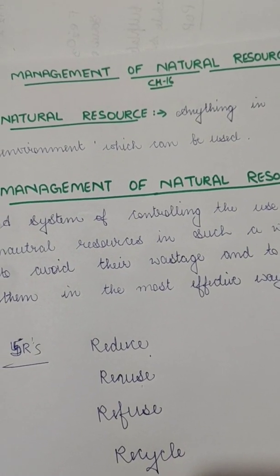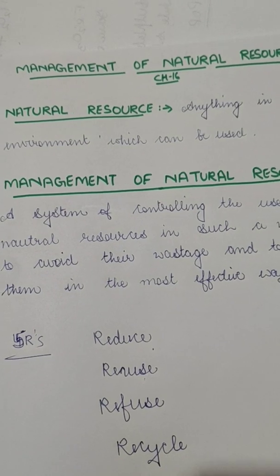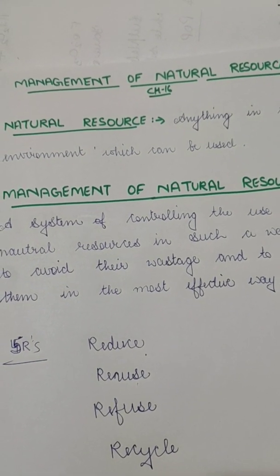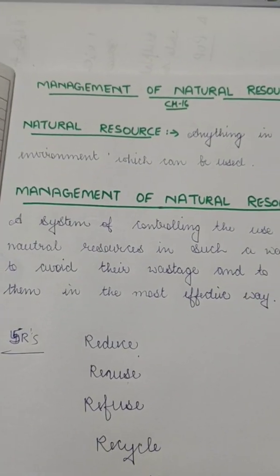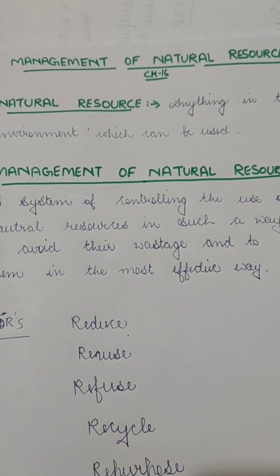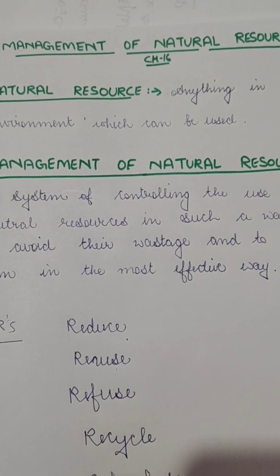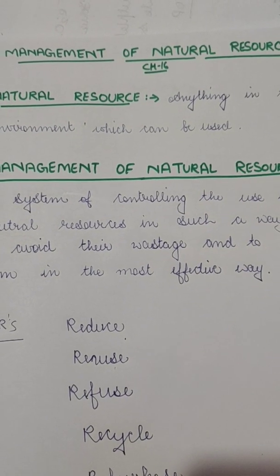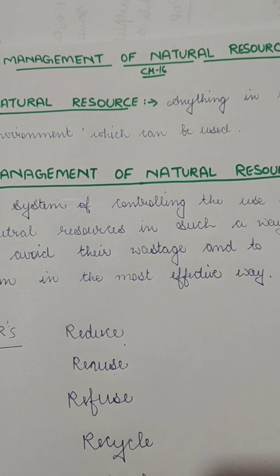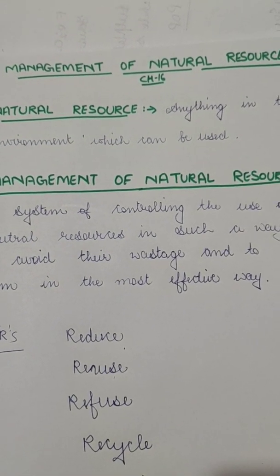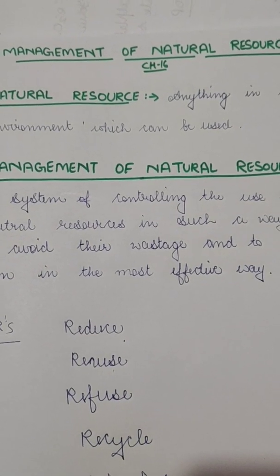Now, what do you mean by resource? Anything which we use for ourselves is called a resource. And when we say natural resource, that means anything which comes from the environment and which we can use. These natural resources are in limited quantity because they can exhaust. Some natural resources cannot exhaust, so they are called inexhaustible natural resources, such as sunlight and air. But water and fossil fuels are exhaustible natural resources.